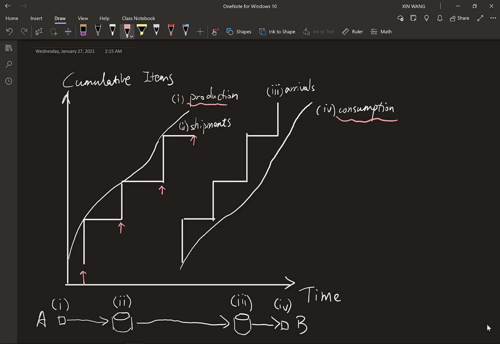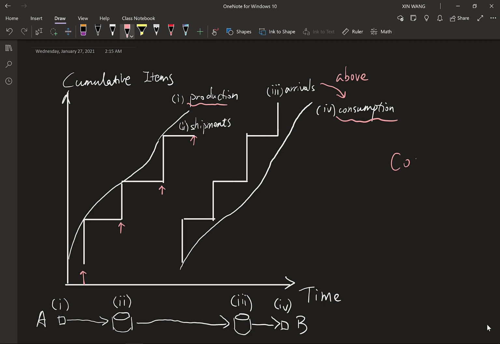That means the arrival line has to be above the consumption line. Okay, and then the objective of the problem is to minimize the cost.